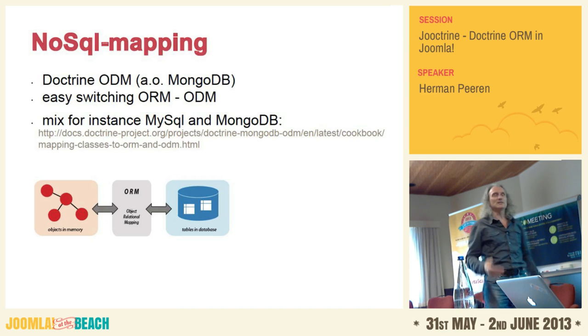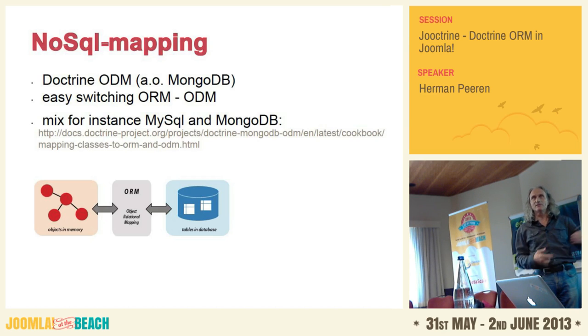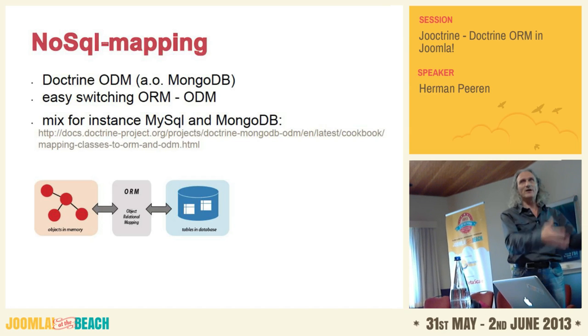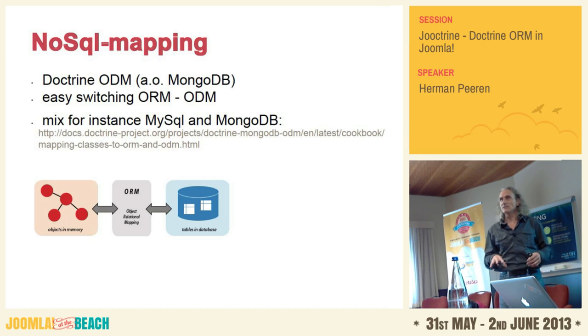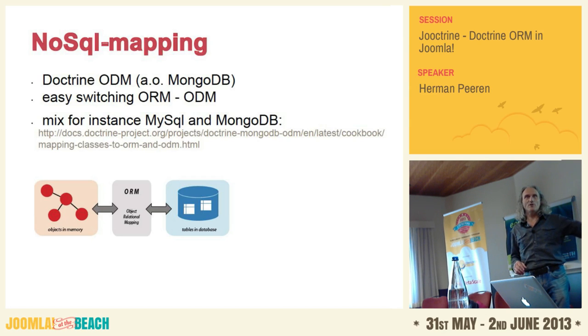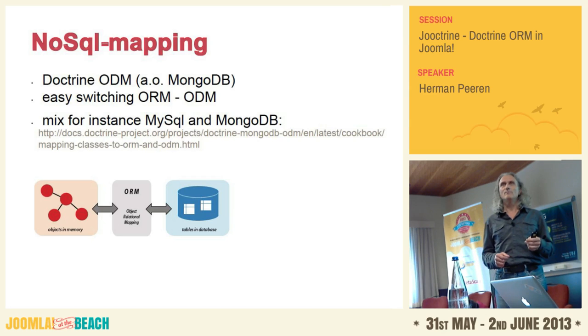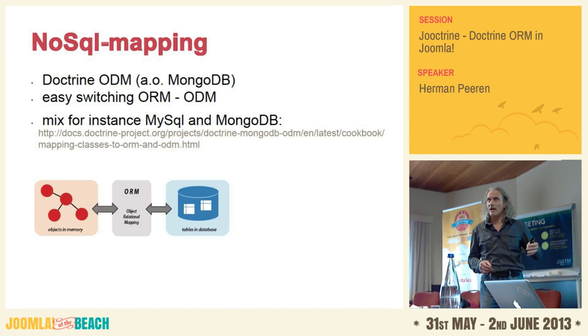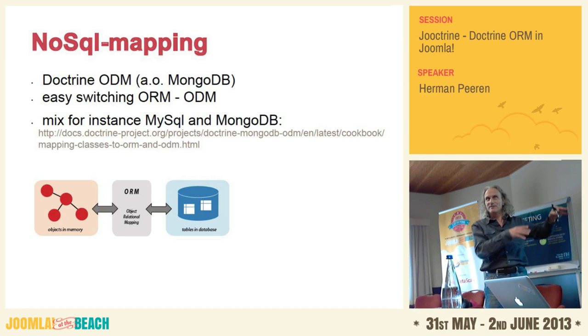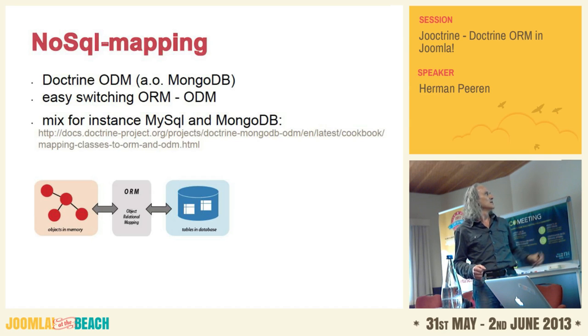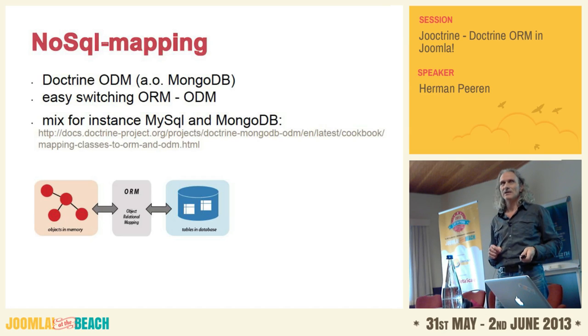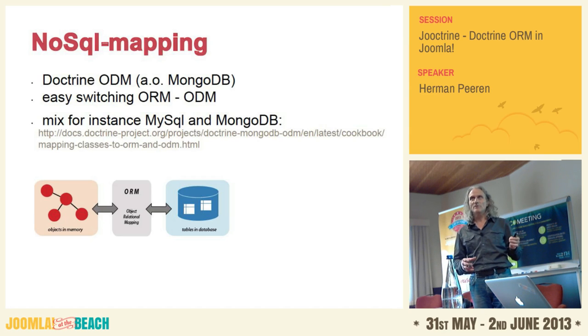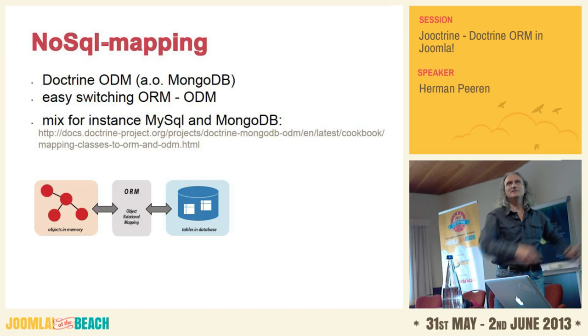The nice thing, as I already said, is that in the mapping layer you could define that it uses a file system or web services. That is not standard in Doctrine. What is standard in Doctrine is NoSQL mapping, so you could map to a document database. It's called ODM, Object Document Mapping, instead of ORM. So you can easily use MongoDB in Joomla with Doctrine, and you could even combine them. In the Doctrine cookbook there is an example where they use a MySQL database and a Mongo database together. But it's all in the database layer. You don't have it in your object model.